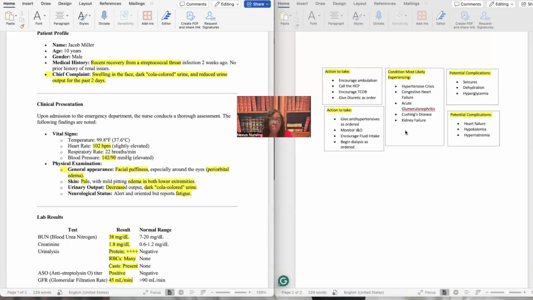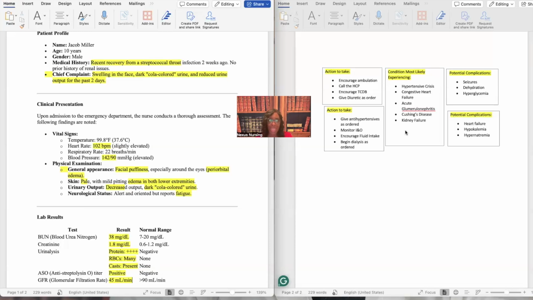Do you know that cola-colored urine, or sometimes it's described as tea-colored urine, or sometimes the urine is described as pink frothy urine, right? When it's described as tea-colored urine or cola-colored urine, you still should be thinking acute glomerulonephritis. The reason you're seeing tea or cola-colored urine is because of RBCs, right? If you see pink frothy urine, the pink is because of RBCs, the frothy is because of protein. Proteinuria, RBCs in the urine, acute glomerulonephritis.